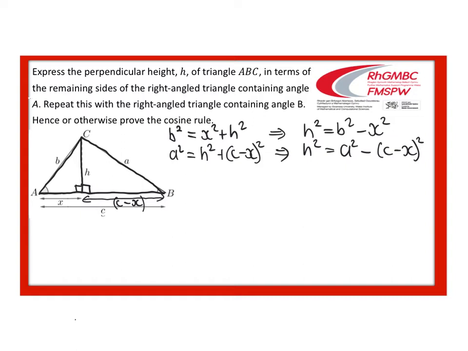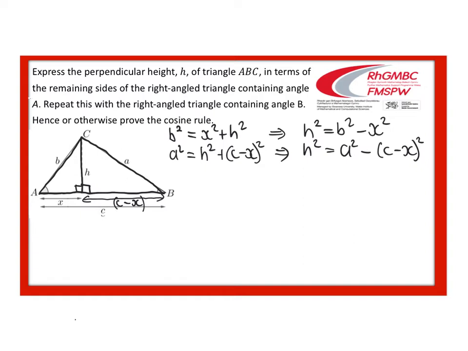Okay, so we've done the part of the question that involves the guidance. Let's have a look now at the last part, which says hence or otherwise prove the cosine rule. So I've got these two expressions for the perpendicular height h in terms of the other sides. So what I'm going to do is I'm just going to eliminate that h squared, because we know that the cosine rule contains only the sides a, b, c, and then cosine of an angle.